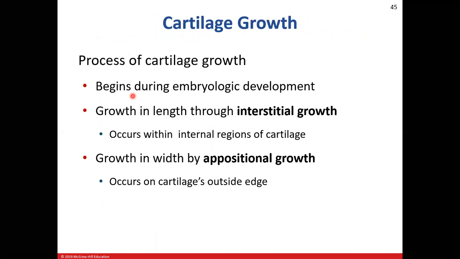So when we look at cartilage, we really have to look at the growth of the cartilage. And so the growth of cartilage really is beginning during the embryonic development of your body. The growth in length is actually going to go through a process called interstitial growth. And so what we're going to find is it's going to occur within the internal regions of the cartilage. We also have growth in the width of the tissue, and this occurs by appositional growth. And so appositional growth actually occurs on the cartilage's outer surface or outer edge.